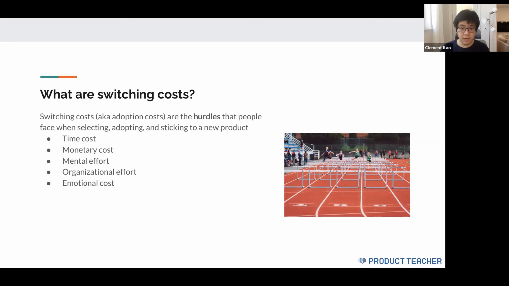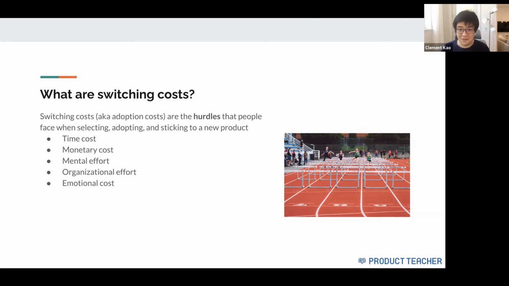And the kinds of things that might come up as switching costs for an organization are the time cost, right? How long does it take to learn how to use that new product? How long does it take to evaluate that product versus all of the other competitors? There's the monetary cost, right? So does it cost us more than it used to?